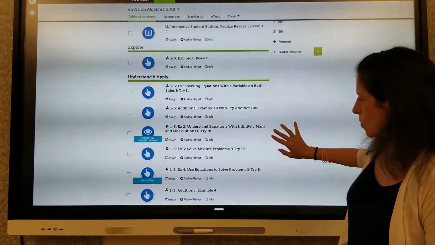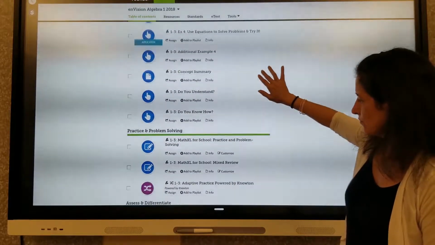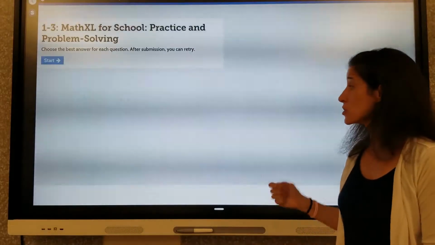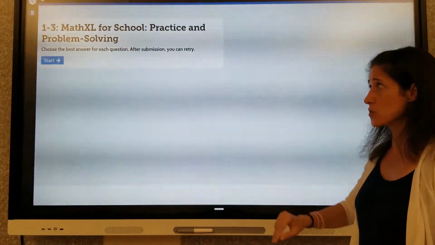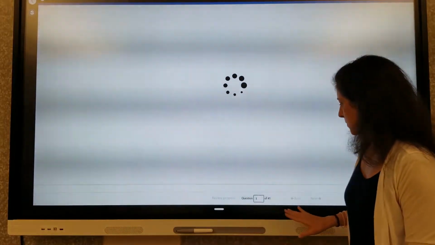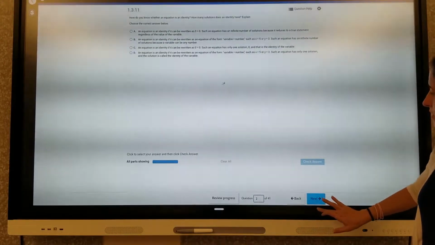So let's look at their homework for a second. The link in the Google Classroom will take them directly to their homework. The page will look something like this, and then they will click Start. Let's navigate to a question.